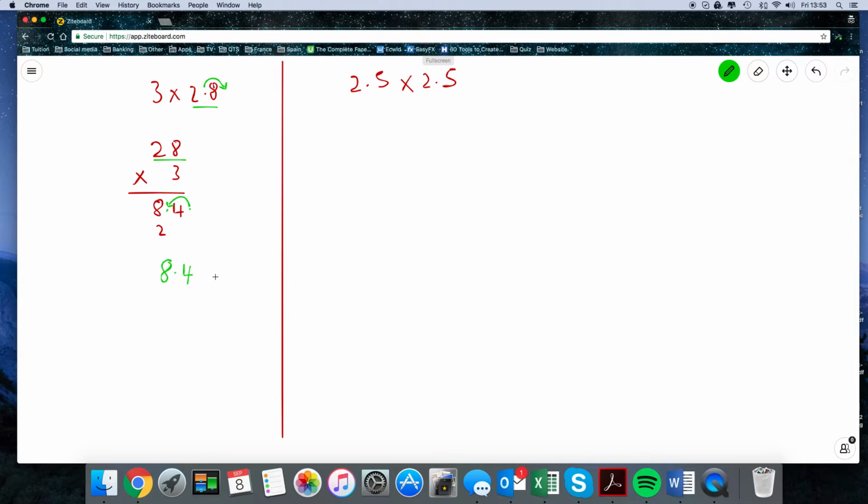In terms of units, to be honest, this video isn't really aimed at area and units, it's more the decimal multiplication, but it would be centimetres squared. Okay, that is a unit of area. Okay, so let's have a look at the one on the right. Okay, well we do the same thing.